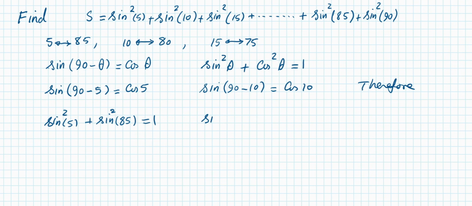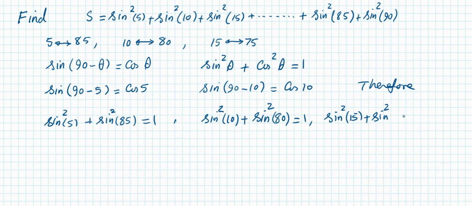Sine square of 10 degree plus sine square of 80 degree is also 1. Sine square of 15 degree plus sine square of 75 is also 1. And likewise, we can write these relationships.